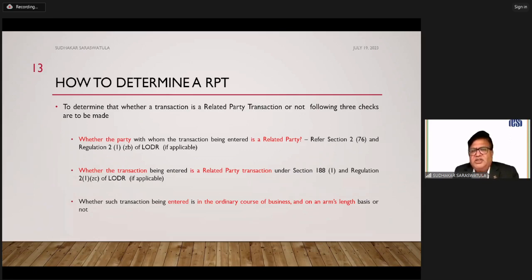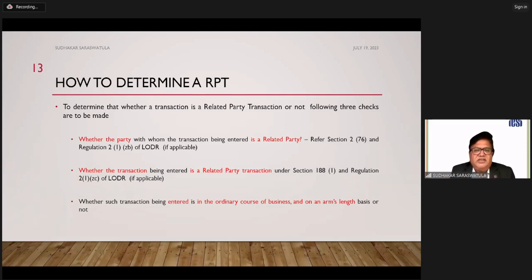After getting these two checks, the third check is whether the transaction being entered into is in the ordinary course of business and on an arm's length basis. Because this is an exemption given, a very generous exemption according to me. It is given under Section 188 that if the transactions you are entering into are in the ordinary course of business and at arm's length, then Section 188 is not applicable. But please remember that this exemption is available only from 188, but not from 177.